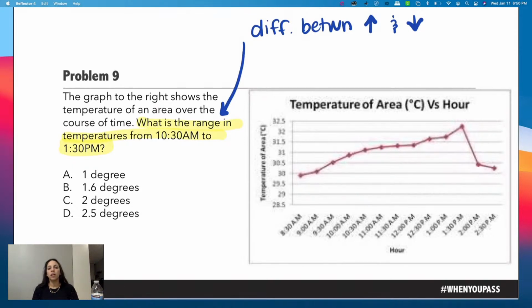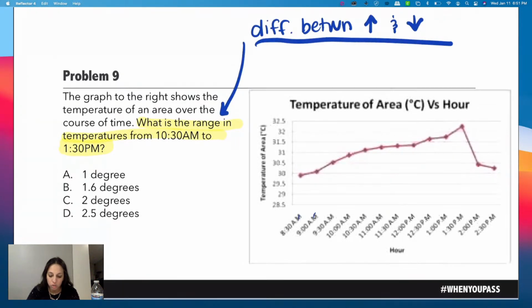Now, in this case, range is looking for the range between 10:30 and 1:30. So we're not looking at the difference in the highest and lowest like when we're looking at central means of tendency, but we're looking at the difference between 10:30 and 1:30. So that's the definition of range when you're looking at data. The definition for this is the difference between your 10:30 temperature and your 1:30 temperature.